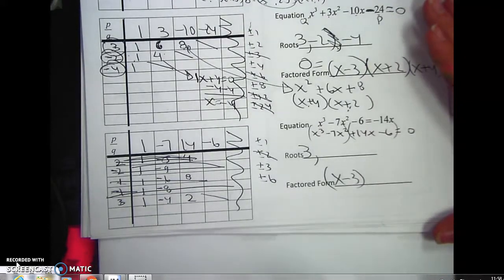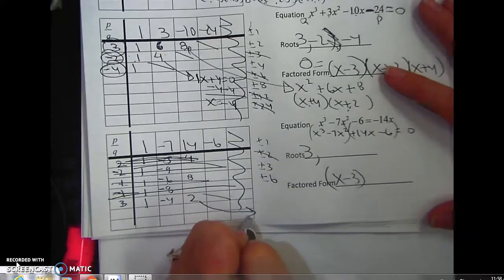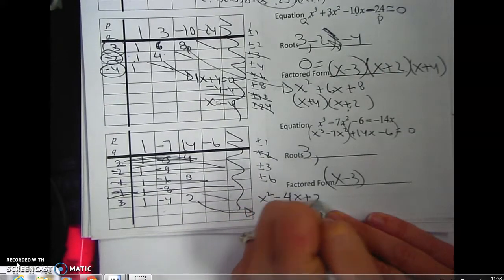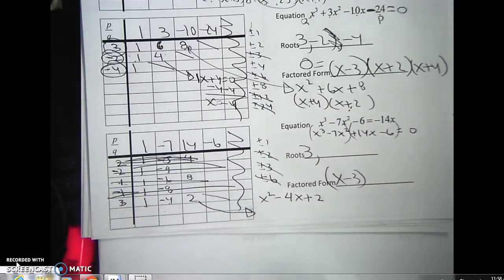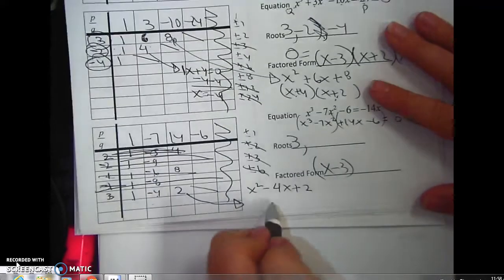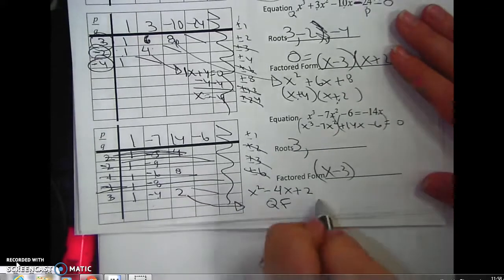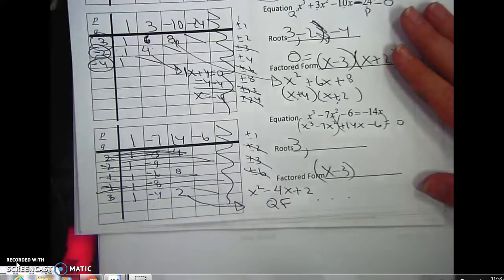Now, I know there's 2 left. Remember how I said sometimes you can't factor? I'm telling you right now, you'll try all the rest of those numbers and they're not going to work. So what you're going to have to do is the quadratic formula. So I'm going to pause it really quick while I do the quadratic formula on the other page.